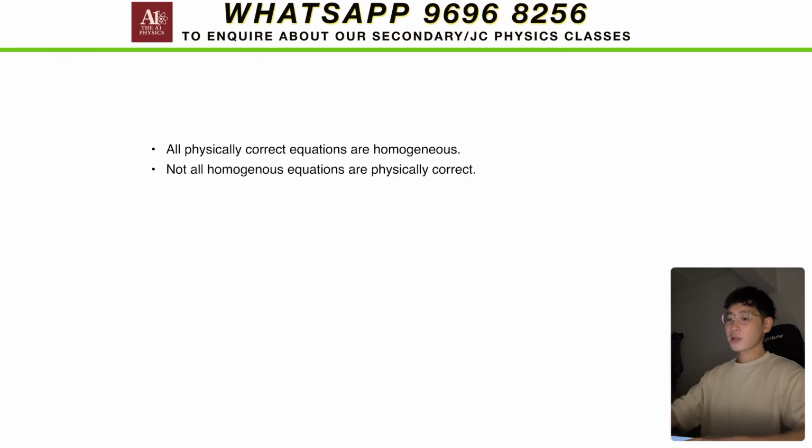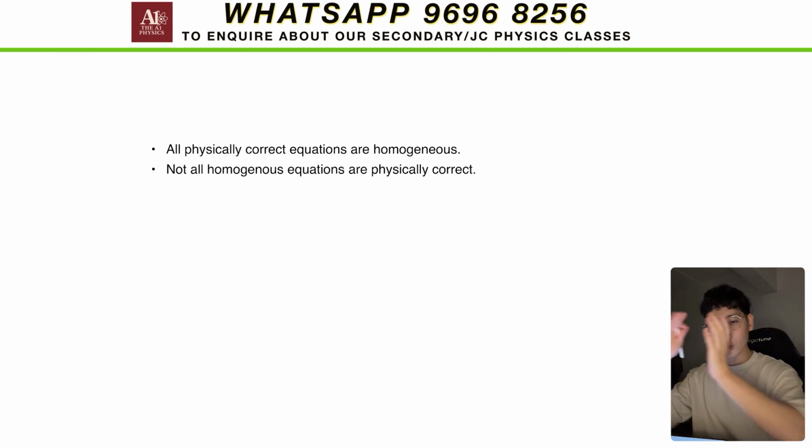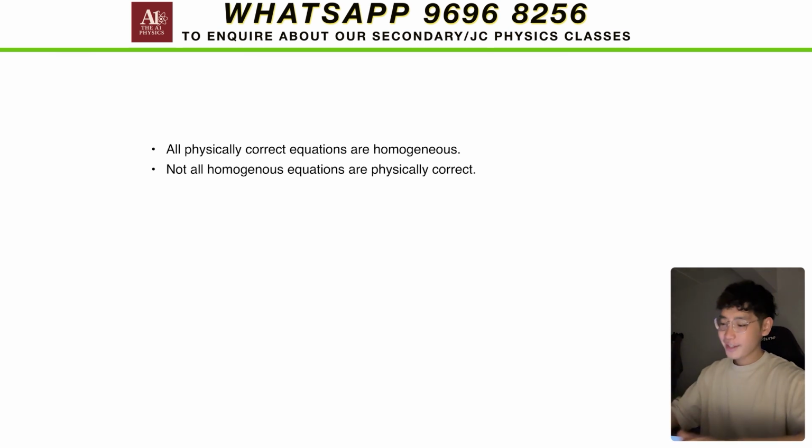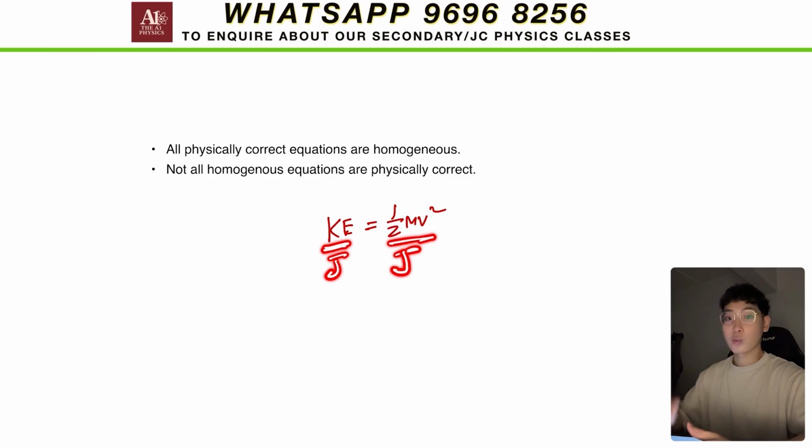Okay, so this one is just an important side note. All physically correct equations are homogeneous, but not all homogeneous equations are physically correct, right? So what does this actually mean? Basically, for example, the equation kinetic energy, KE equals half mv squared. It makes sense because if you break down the units, both sides have the same units, which is joules.